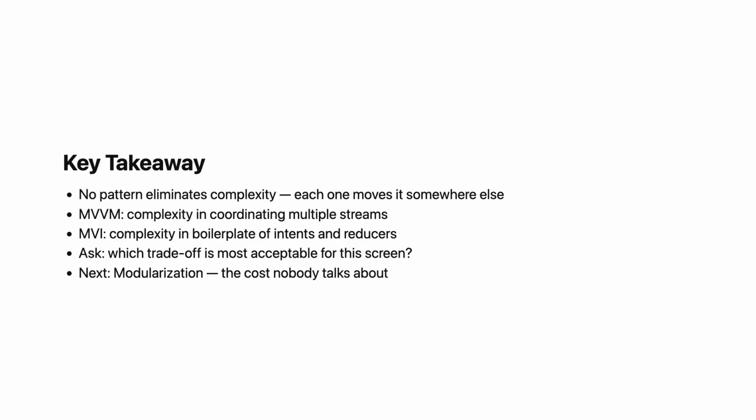Here is the honest truth about state management. No pattern eliminates complexity. Each one moves it to a different place. MVVM moves it to the coordination between multiple streams. MVI moves it to the boilerplate of intents and reducers. Both work. Both have been used to ship successful large-scale Android apps. The question is not which pattern is best. The question is, which trade-off is most acceptable for my screen, my team, and my timeline? Understand the trade-offs, make an informed choice, and do not let anyone tell you there is one right answer.